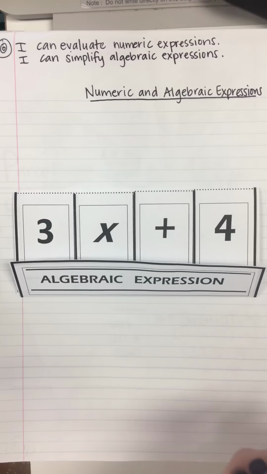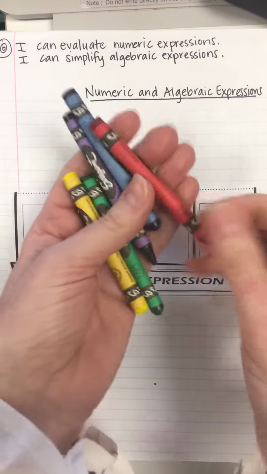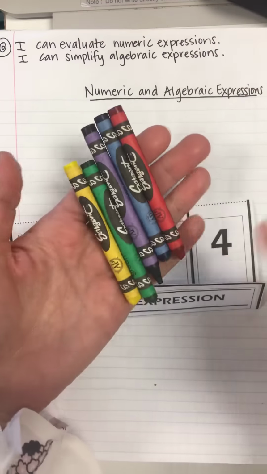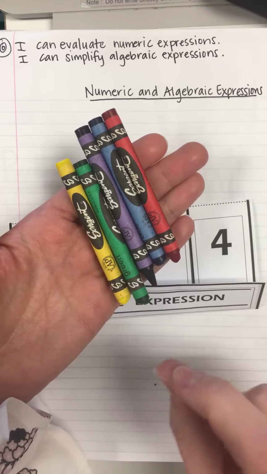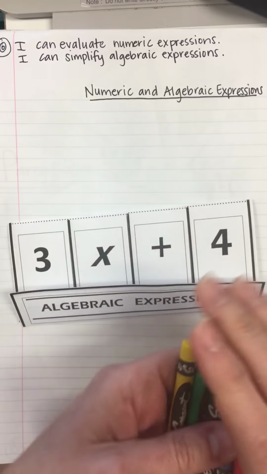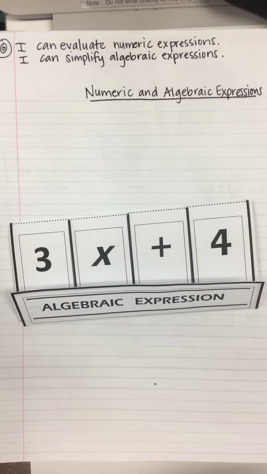You're also going to need some crayons. You can also use your own colored pencils if you have them with you, but I left crayons on your tables. So you're going to need a red, a blue, a purple, a green, and a yellow. So go ahead and pause and do that at this time.